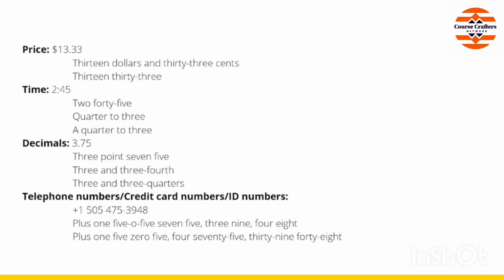And now we're going to review how to say price, time, decimals, telephone numbers, credit card numbers, and ID numbers in different ways. So as you see on the slide, we have price 1333, and it can be said differently. So you have to be aware of that, and you have to be able to recognize that number. So as you see, it can be said as the following: $13.33, or the speaker can say 1333.